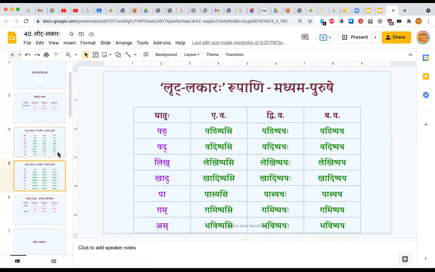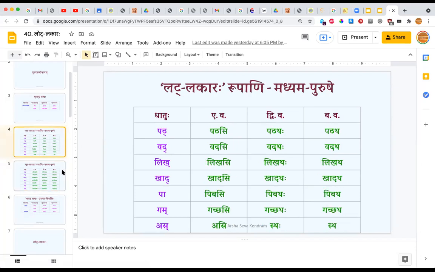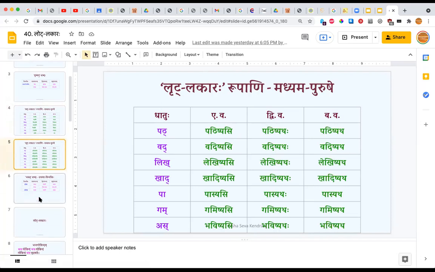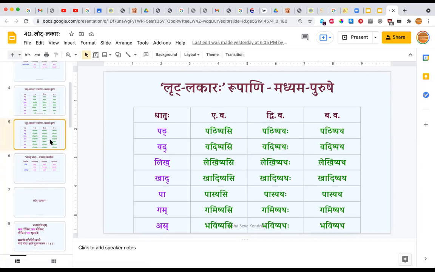Lut Lakara is very similar to Lat Lakara. Lat Lakara is Vartamana Kala, Lut Lakara is Bhavishyat Kala. So instead of Pathasi, Pathathah, Pathatha, we have Pathishyasi, Pathishyathah, Pathishyatha, Vadishyasi, Vadishyathah, Vadishyatha, ityadi. Again, the interesting dhatu is as dhatu. It is not ashyasi, ashyathah, etc. It is bhavishyasi, bhavishyathah, bhavishyatha. You will become, you two will become, you all will become.